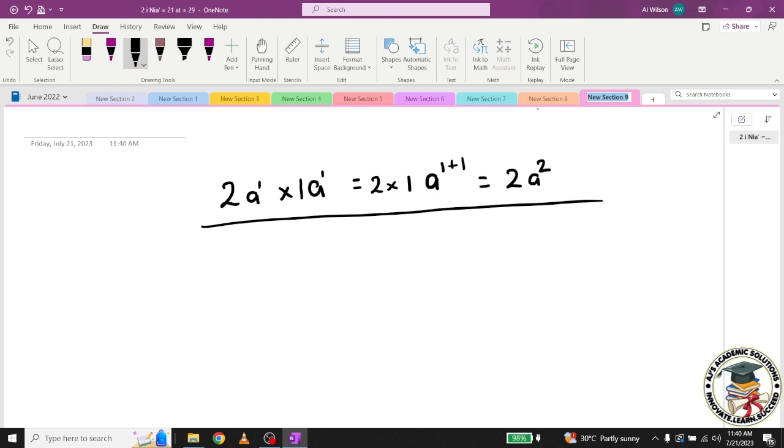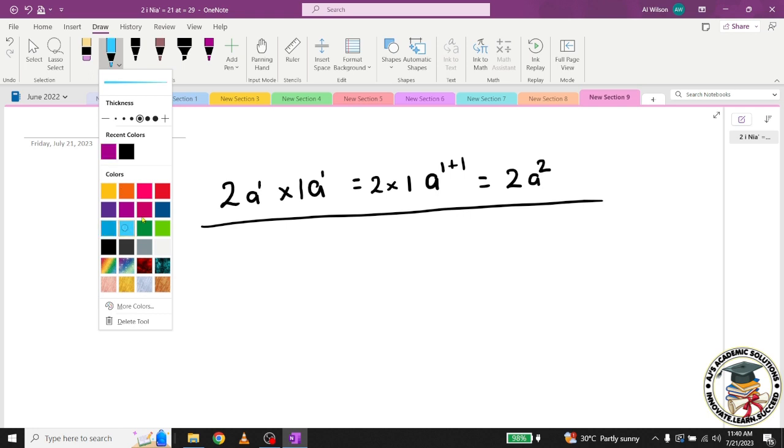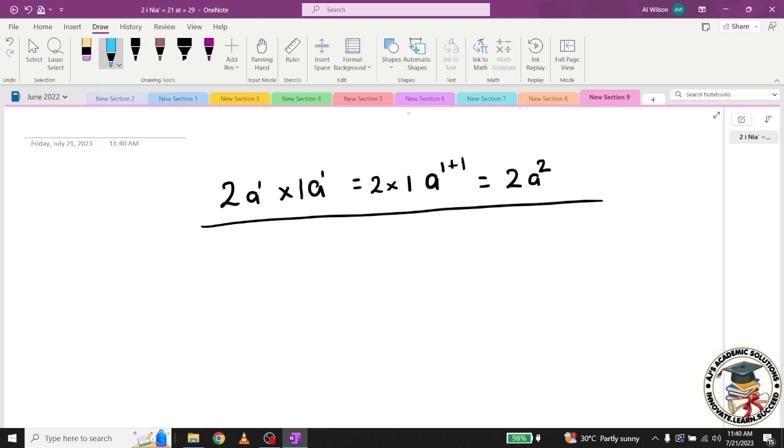Let's look at another approach using what we've been doing previously. Writing back the same question, we have 2a times 1a. Our variable is a, and we know it's going to be 1 plus 1. Then you multiply the coefficients. So you have 2 times 1, which is 2. So you have 2a, 1 plus 1, so 2a squared.